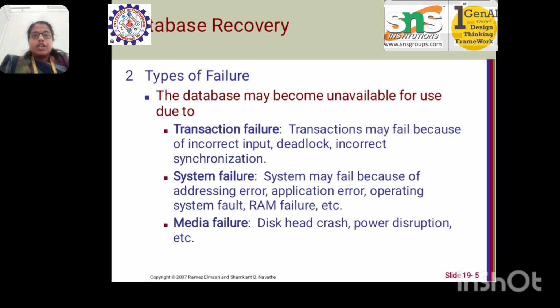The types of failure. What types of failures can occur during a transaction? The first one is transaction failure. Transaction failures may occur due to incorrect input, a deadlock, or incorrect synchronization. The second one is system failure. System failures are because of an addressing error, application error, operating system fault, or RAM failure. The third one is media failure, that is a disk head crash, power disruptions, etc.